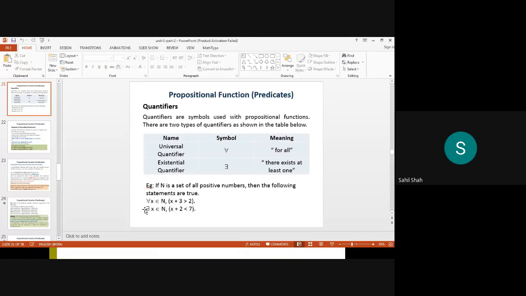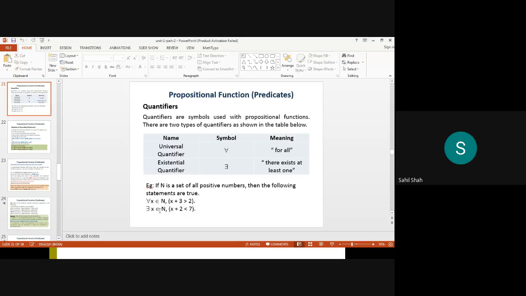In that case, you are going to use this there exists symbol. So when to use there exists? If there exists at least one value for which the given statement is true. So we can observe x plus 2 less than 7 will be true only for certain values. For example, value of x is 1, 1 plus 2, 3. 3 is less than 7, yes, true.